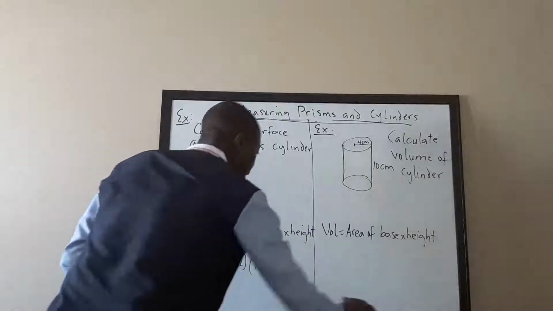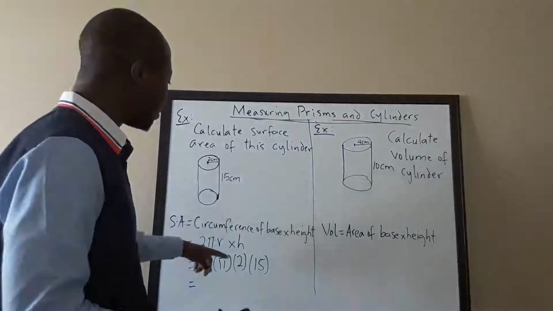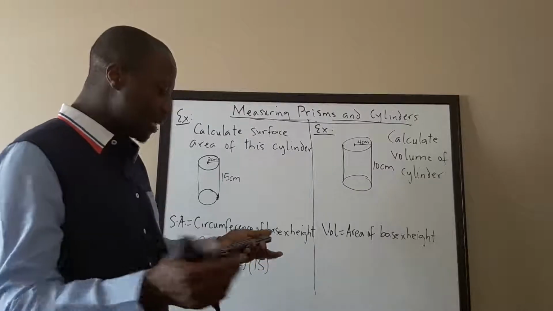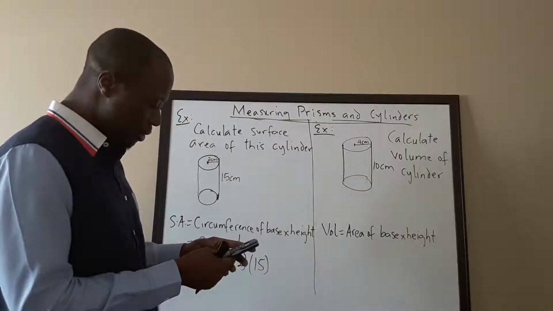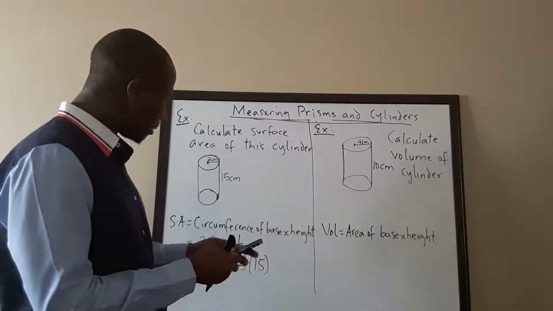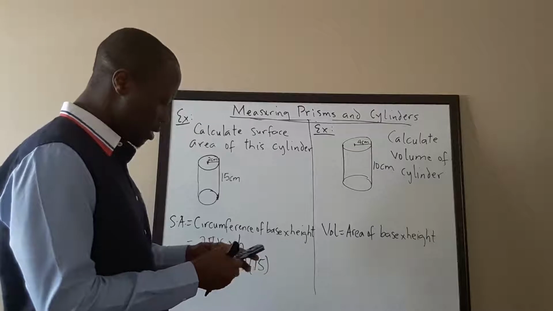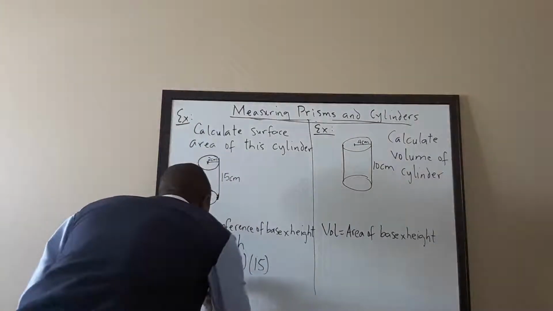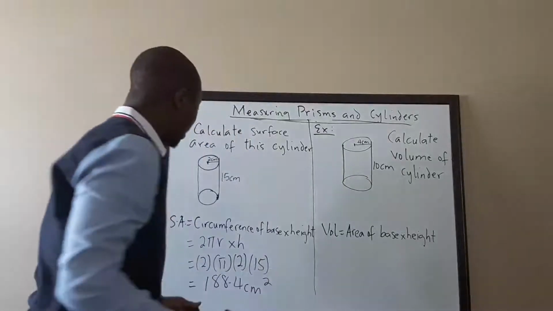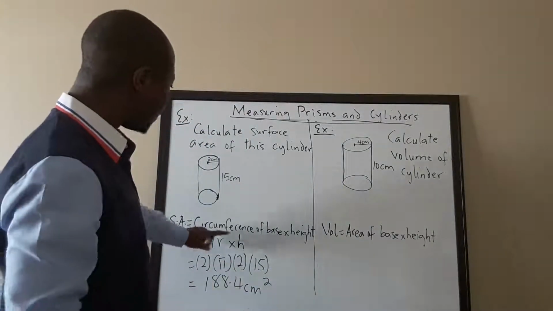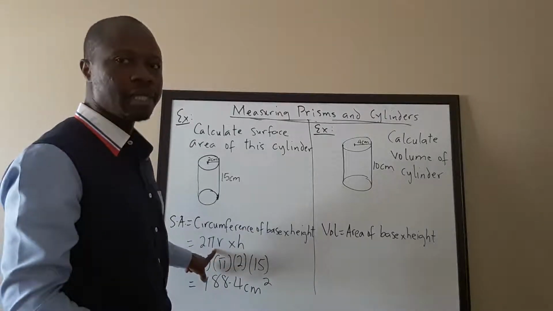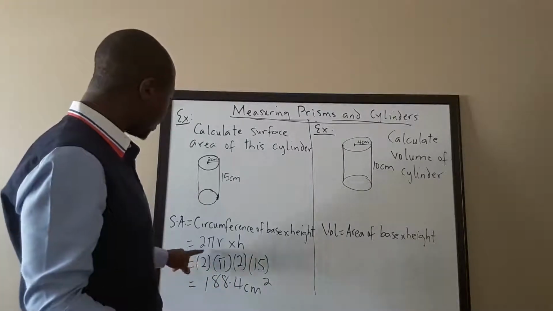And we just multiply. Now keep in mind that surface area is going to be centimeters squared or meters squared, so anything squared that you've been given. 3.14 times 2 times 15 is 94.2, and times 2 again, this is 188.4 squared. So the circumference of the base is 2 pi r. Some people like to say pi d. It's all the same.